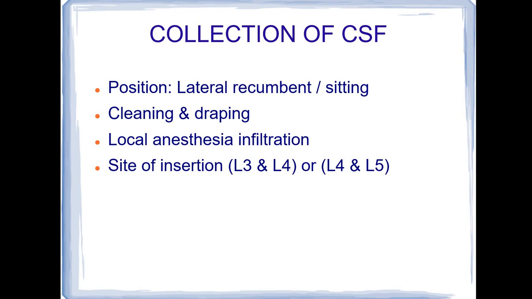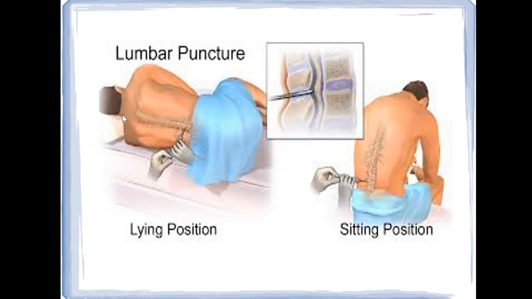Assuming the person comes with a certain indication and we are supposed to do a spinal tap or a lumbar puncture, first of all, after obtaining consent from the patient, the next thing we do is put the patient in a lateral recumbent or a sitting position. This is the lateral recumbent position, where you make the patient lie down on one side and completely flex him.